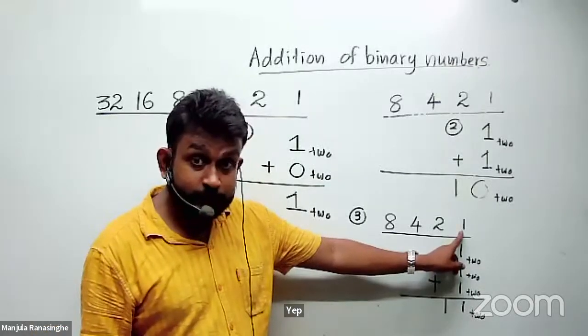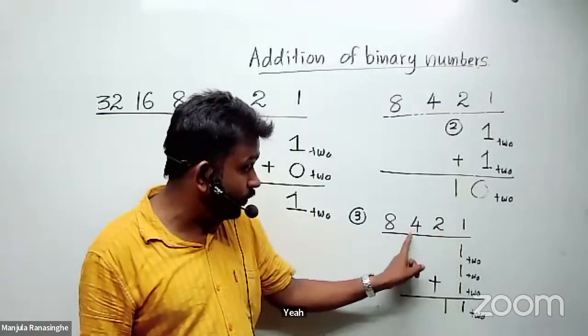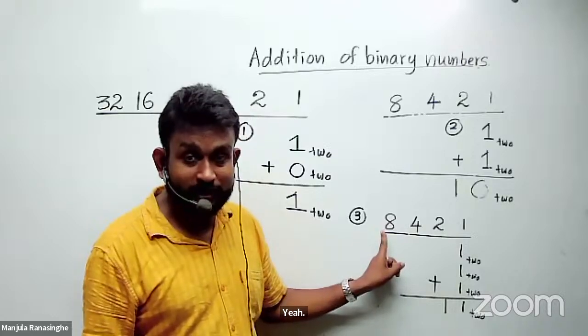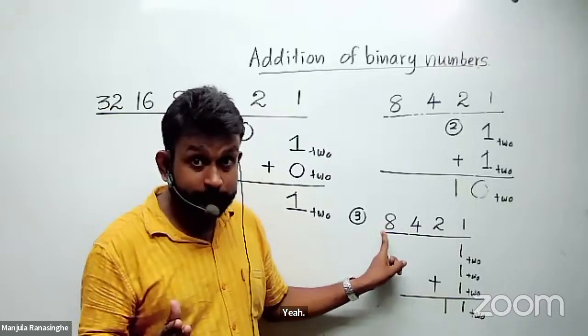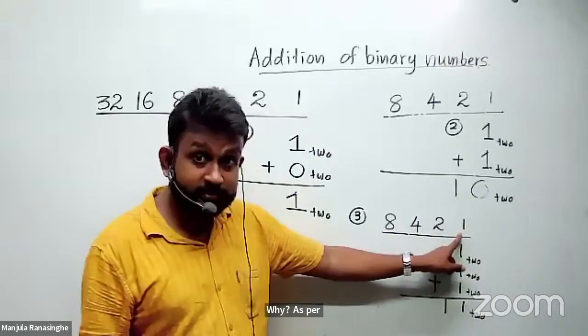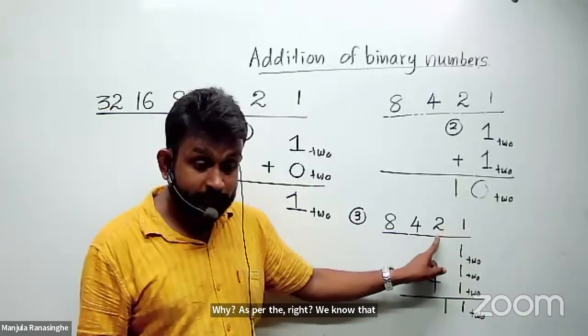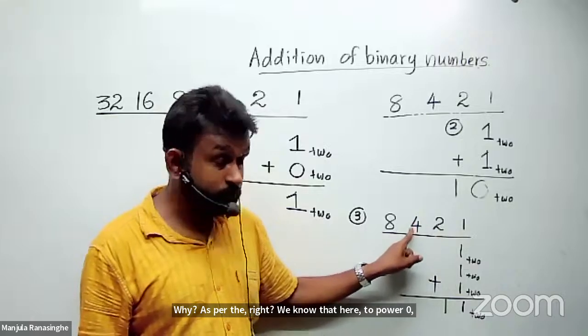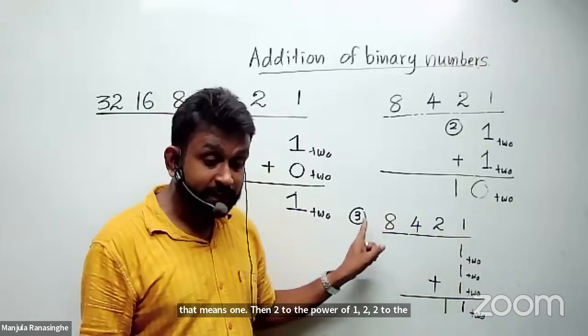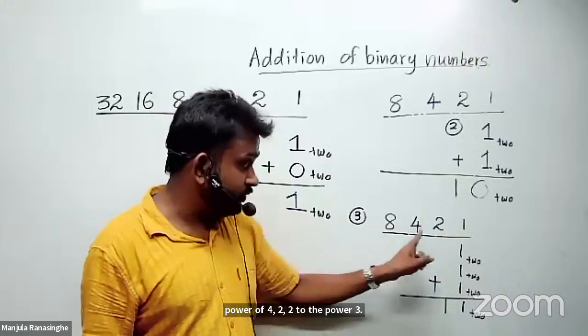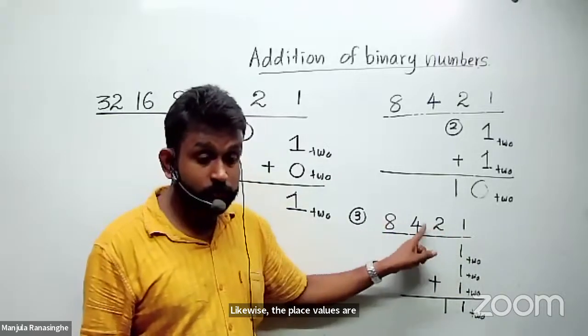So in the third example, there is no 3. So why can't we take 4? And why are we only taking 2? Here the place values are running 1 2 4 8. We cannot change that. Why? As per the abacus, 2 to the power 0 means 1, then 2 to the power 1, 2 to the power 2, 2 to the power 3. Likewise, the place values are different. So we cannot change this order 1, 2, 4, 8.